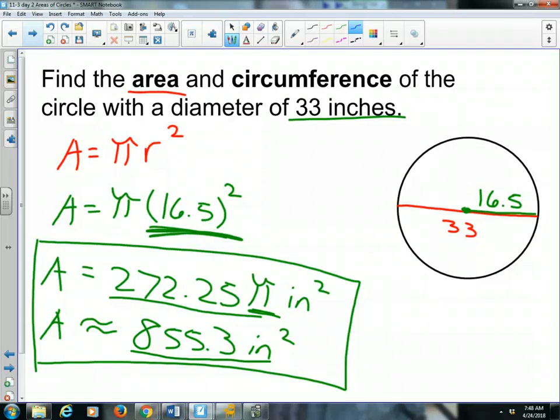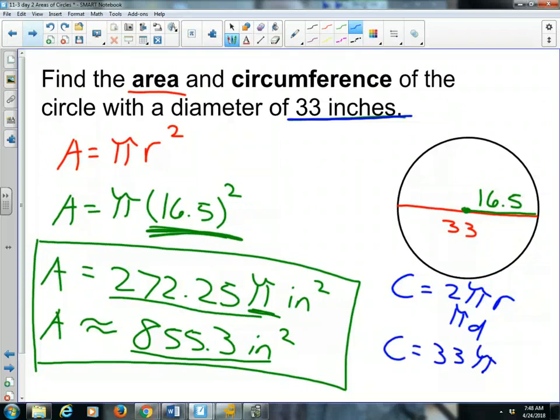The circumference equals 2 pi radius, or pi times diameter. Well, we already have the diameter. It's 33, so the circumference equals 33 times pi. And this would be in inches. Area is in square inches because it's how many squares are in the circle, whereas circumference is just the distance around, so that would just be in inches.